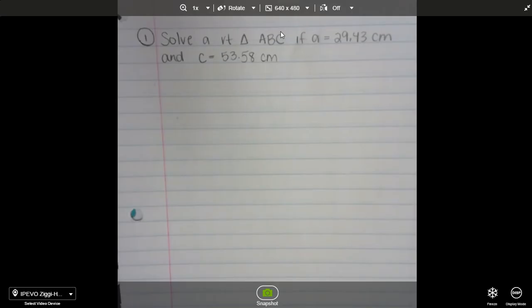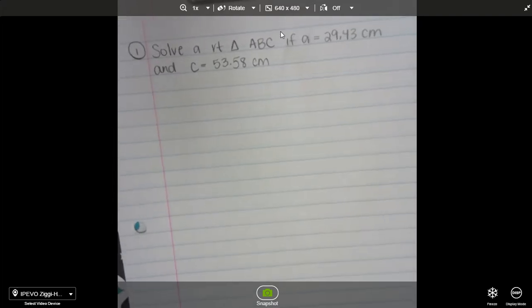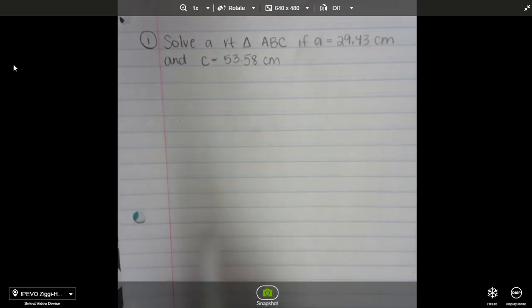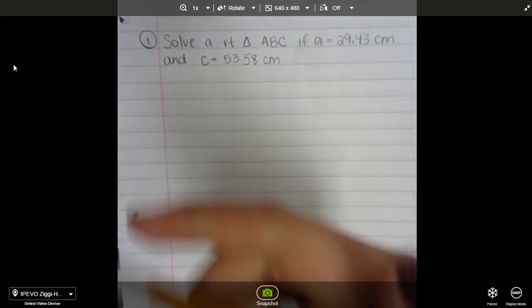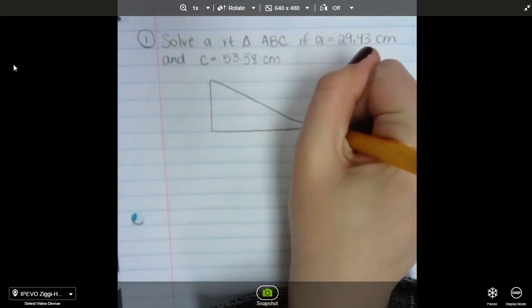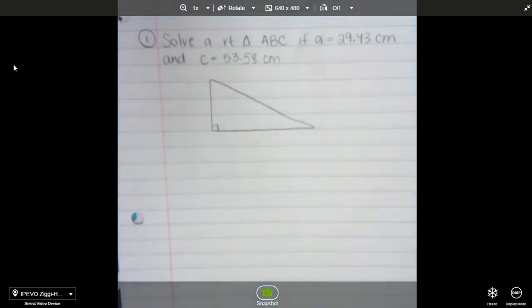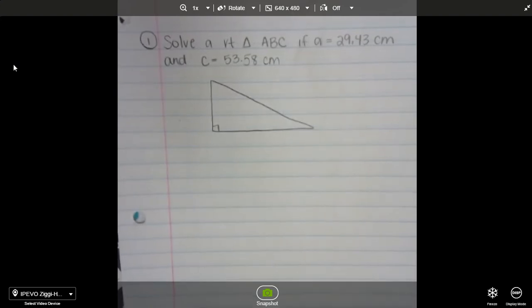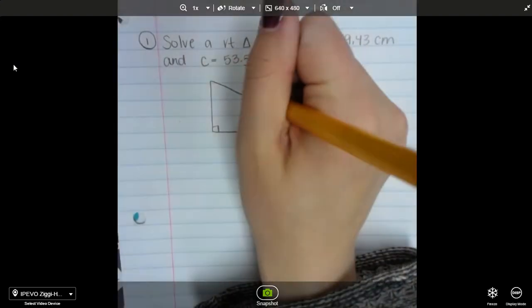Alright, so here we are going to solve a right triangle given two sides. And the way we know that it's two sides is because here it tells us this is a right triangle ABC. So we know we can draw a right triangle like this. And we know that our hypotenuse is always going to be C.